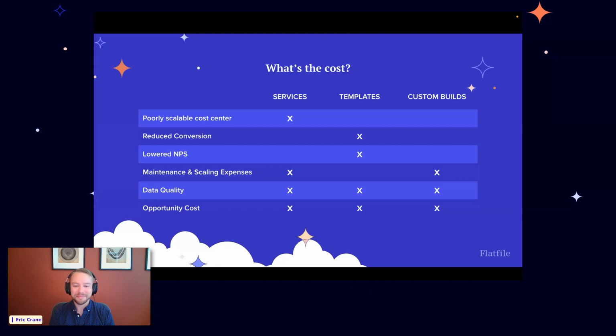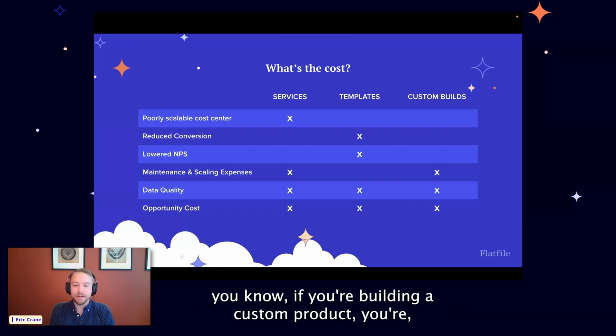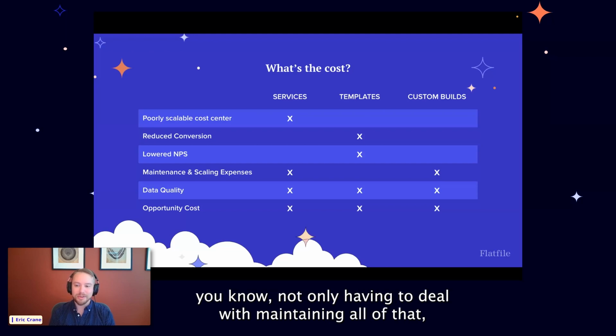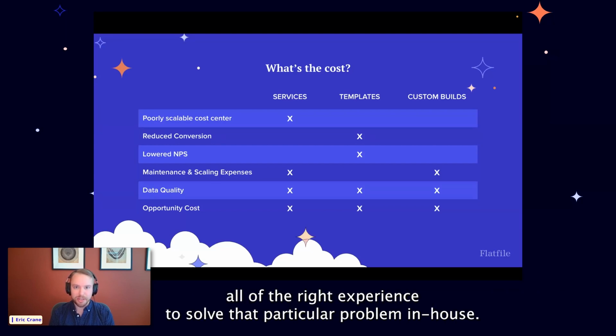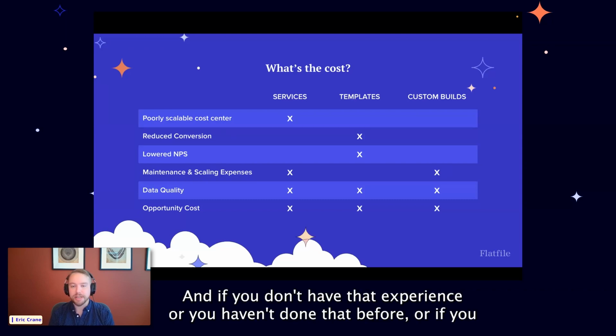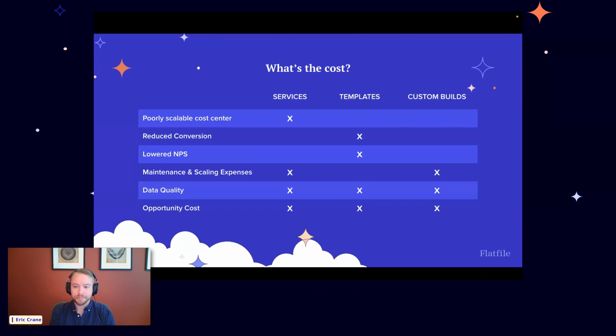And then custom builds, we already touched on this, but just to reiterate, if you're building a custom product, you're not only having to deal with maintaining all of that, which is a major cost, but also you need to have all of the right experience to solve that particular problem in-house. And if you don't have that experience, or you haven't done that before, or if you don't know what the right way to do it is, you oftentimes can take shortcuts.